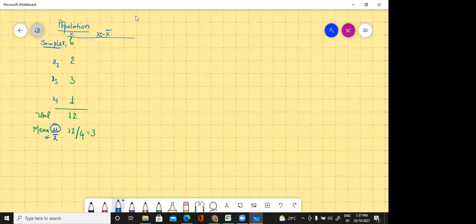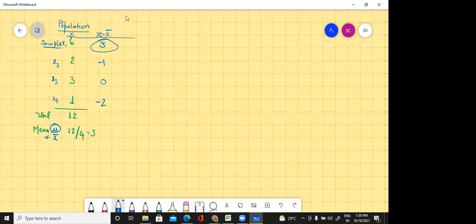Xi minus x bar will be how much? I'm not drawing a zero, I'm drawing a blank space. 6 minus 3, that is 3. Similarly here it will be minus 1, 2 minus 3 will be minus 1. Here it will be 0 and here it will be minus 2.